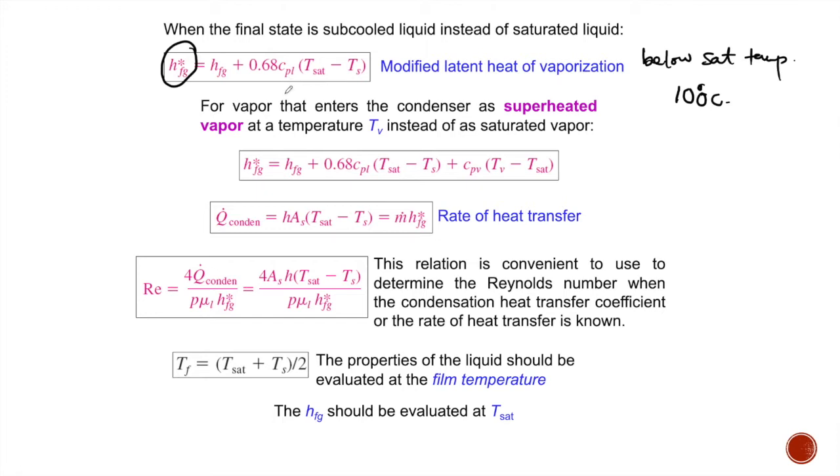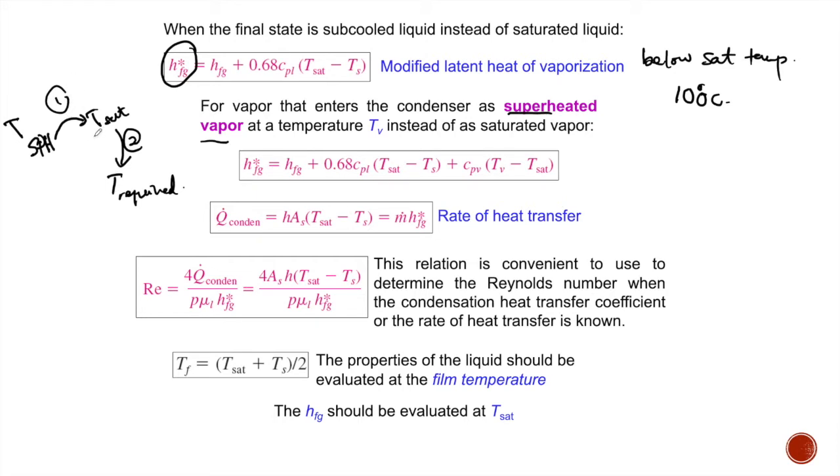Now for a vapor that enters the condenser as superheated vapor, so this one was saturated and this one is superheated. The superheated vapor will reduce to the T saturation first. It starts at T superheated, reduces to T saturation, and then goes to your required temperature, T required. So it will have two steps to go to T required.